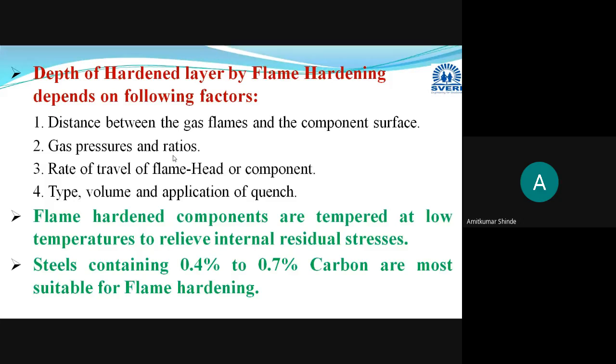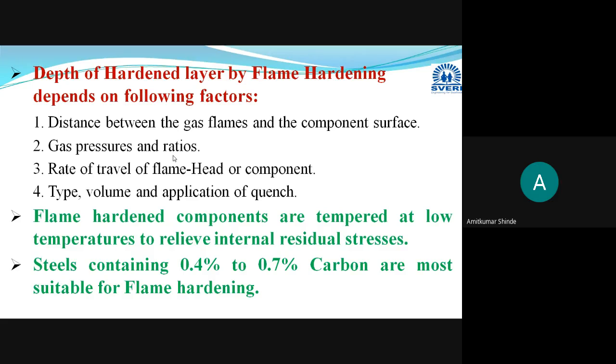Then from the application point of view, generally flame hardening is performed on medium carbon steels containing 0.4 to 0.7% carbon, or you can go for high carbon steels also. Generally the most suitable range of plain carbon steel is steels containing 0.4 to 0.7% carbon.